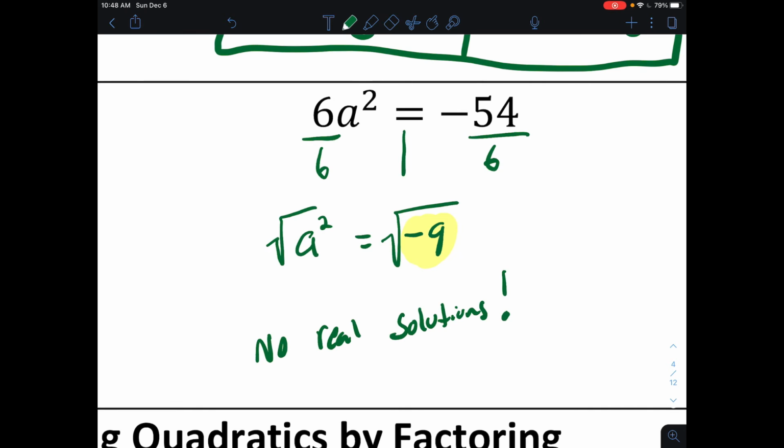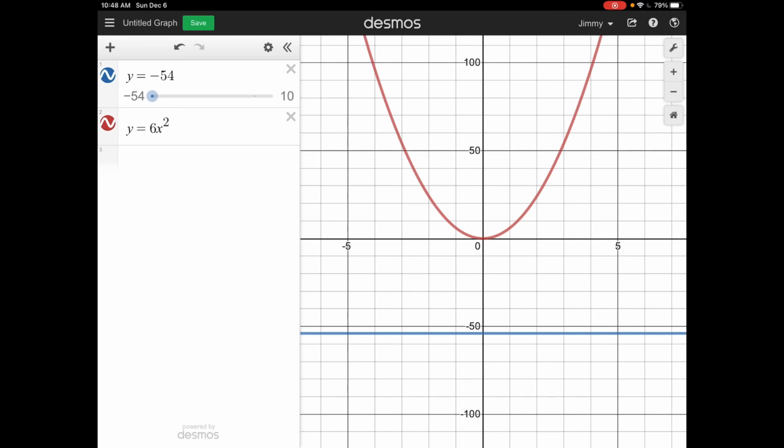And now let's go into Desmos and see what that means graphically. All right, so I have the graph y equals 6x squared, and I have the graph y equals negative 4 plotted as well. Now, in the previous two examples, the two curves intersected each other. Notice how these two curves do not intersect, which means that there are no solutions to the system, which is why we ended up with no real answers.